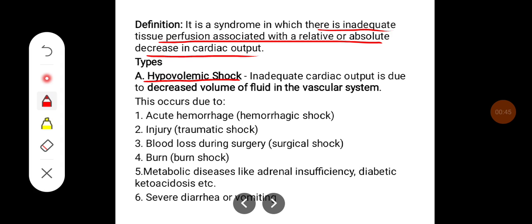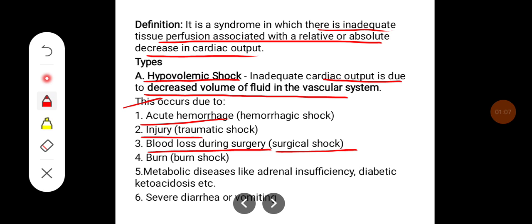Hypovolemic shock. Inadequate cardiac output is due to the decreased volume of fluid in the vascular system that leads to hypovolemic shock. This occurs due to the acute hemorrhage, which is called as hemorrhagic shock, because of the injury, which is called as traumatic shock, can occur during surgery because of the blood loss, which is called as surgical shock.